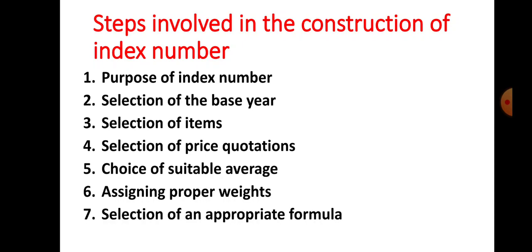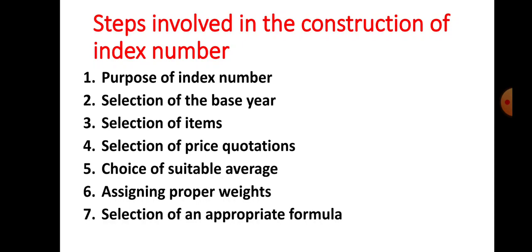Number 3 is selection of items or commodities. All the items cannot be included in the construction of index number. For example, in the construction of price index number, it is impossible to include each and every commodity. Whatever commodities are selected should represent the taste, habit, and customs of the people. Therefore, select only standardized or graded items which will give better result. Okay, so selection of items or commodities, that is also an important step involved in the construction of index number.